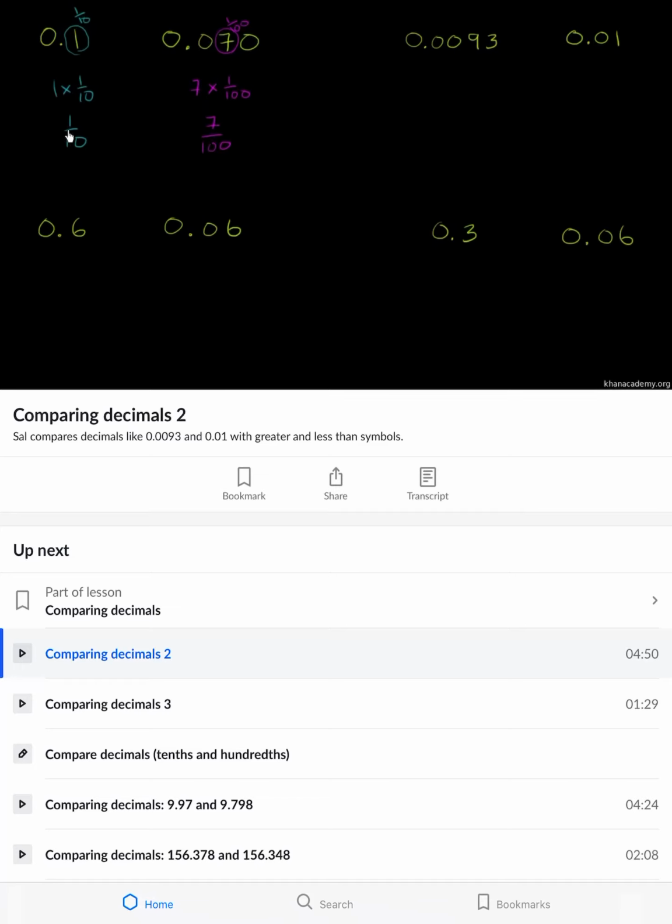There are two ways you can think about it. You could try to turn 1/10 into hundredths. And the best way to do that, if you want the denominator to be increased by a factor of 10, you need to do the same thing to the numerator. So all I do is multiply the numerator and denominator by 10. 10 hundredths is the exact same thing as 1/10. And here it becomes very clear. 10 hundredths is definitely larger than 7 hundredths.